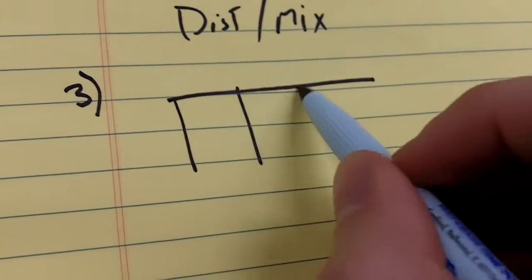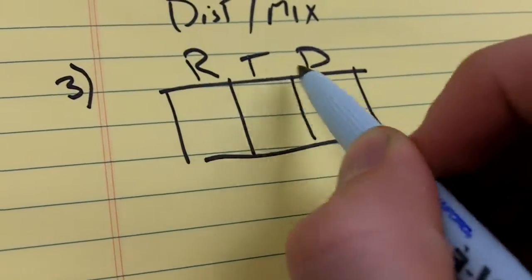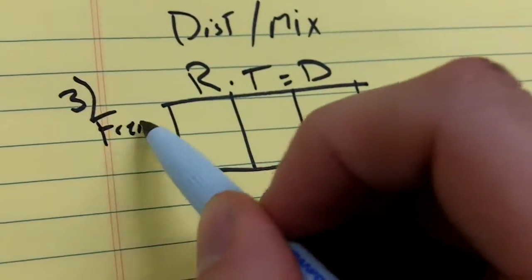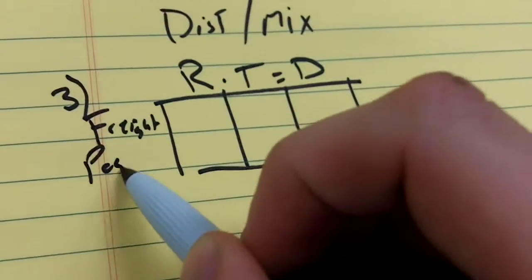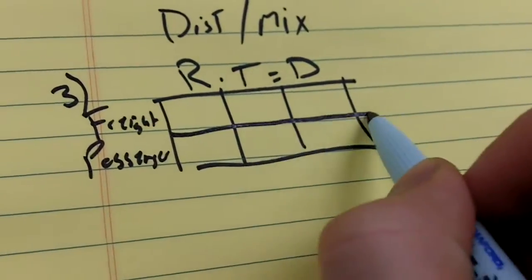Actually, this is distance equals rate times time. How do I know that? Because they're talking about distance, rates, and time. This is how we showed it in class. We went over this a whole bunch today. Here's the freight train and passenger train. Those are the guys that are going. This is the rate times time equals d. Now I just fill in what I know.